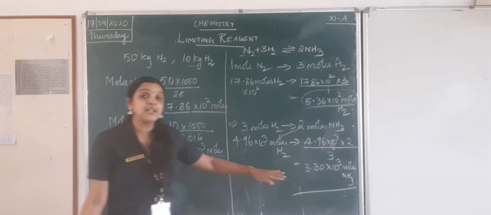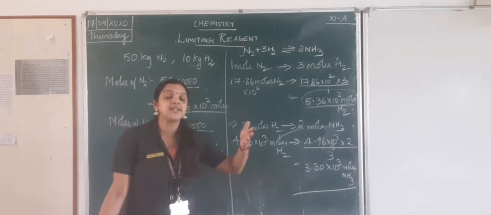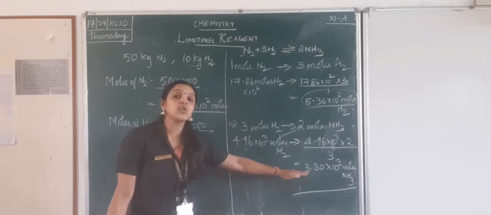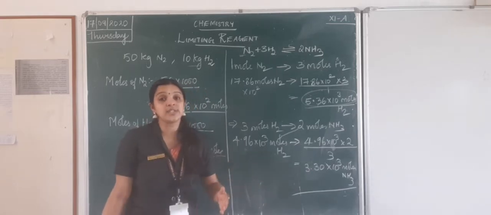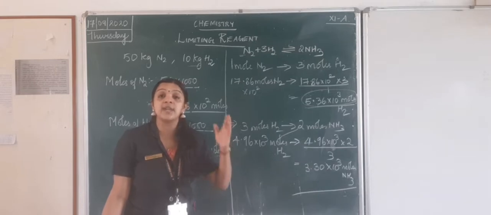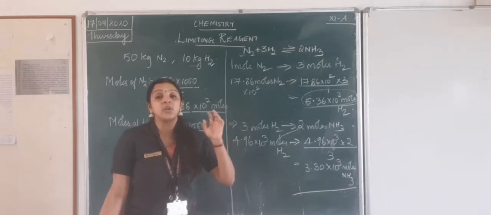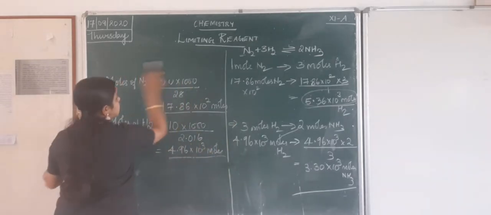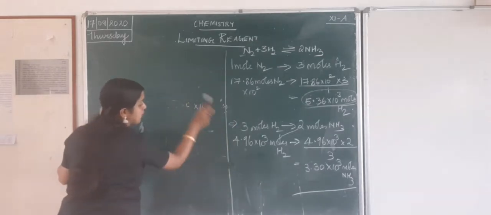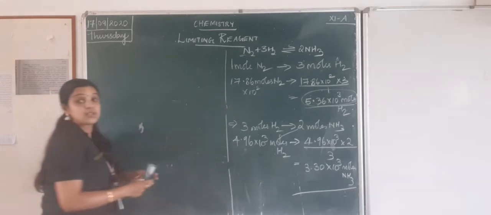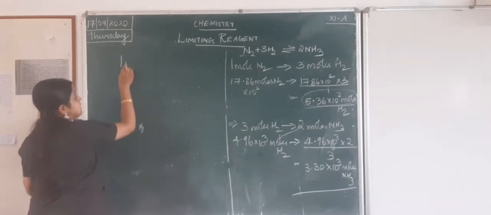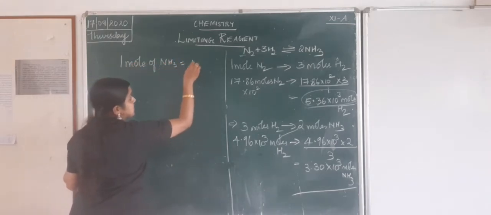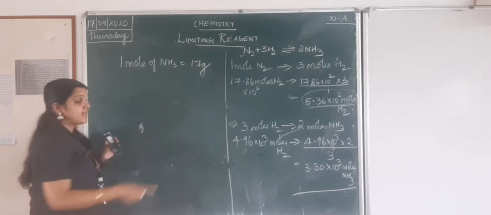But this is actually given to us in moles. You can use a calculator, children, when you are doing this in your exam. So we got the number of moles of ammonia formed. But in our question, they haven't asked about the moles, they are asking about the amount of ammonia formed. So how do I calculate? To calculate the amount of ammonia, I should convert the moles into grams. That is, 1 mole of ammonia is equal to 17 grams, right?